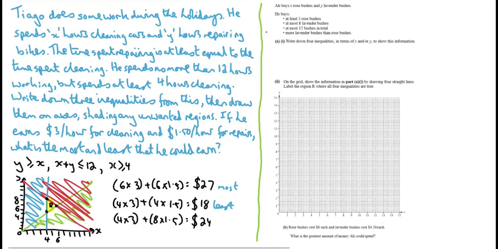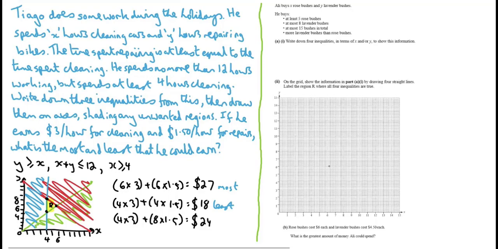So we have here that Ali buys x rose bushes and y lavender bushes. He buys at least 5 rose bushes, at most 8 lavender bushes, at most 15 bushes in total, and more lavender bushes than rose bushes. So from this, first of all, we want to write down 4 inequalities from this information, and then we need to draw these lines onto the grid, and then label the region R where all of them are true.